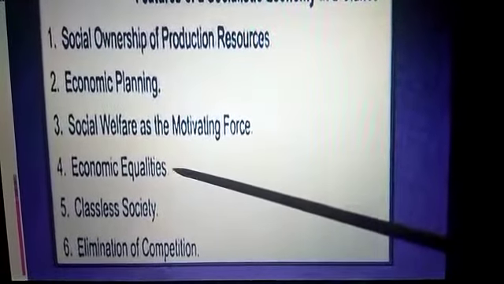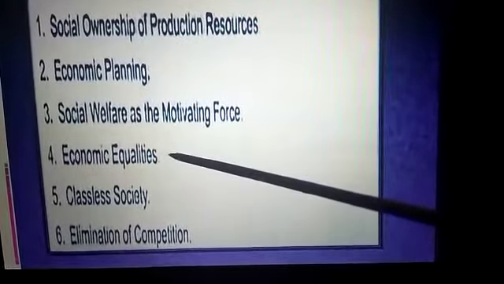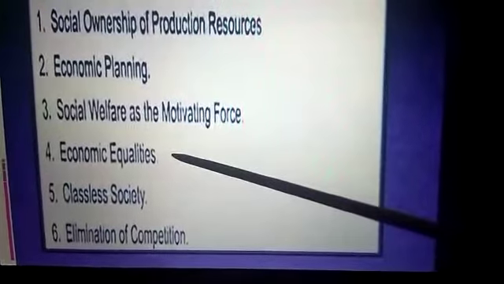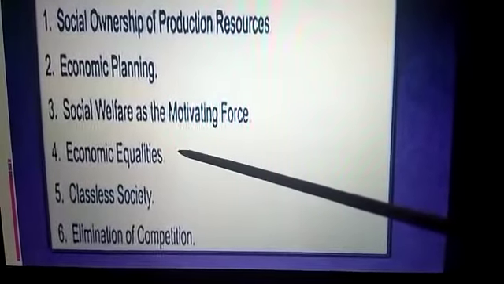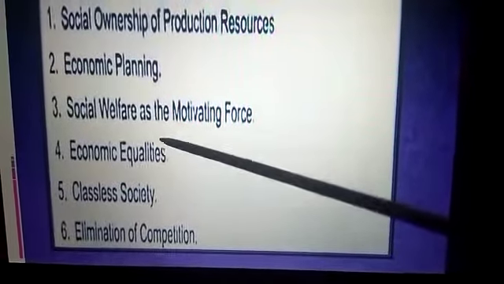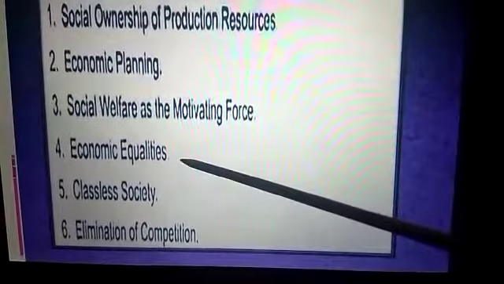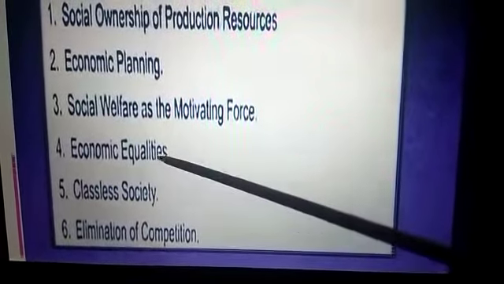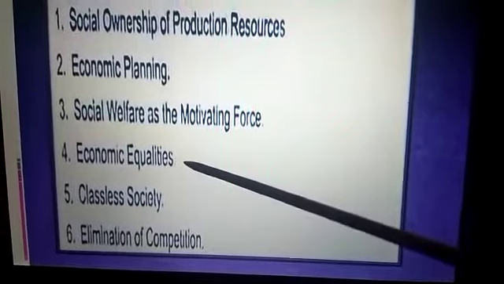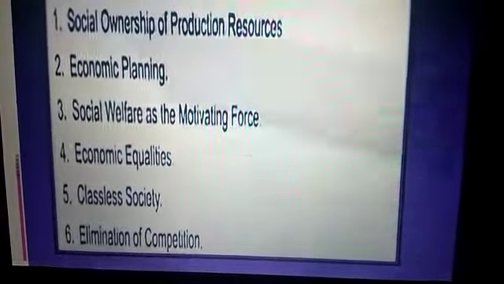Then, there are economic equalities. That means there is no difference, not much difference in the income of the people. Anybody who works earns. One who works more earns more. One who works less earns less. But there isn't much difference between the income of the people.